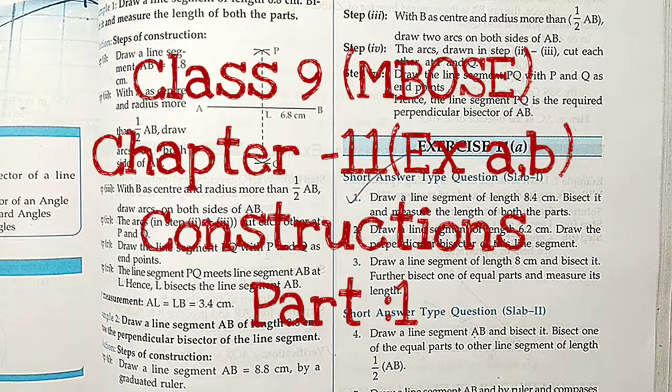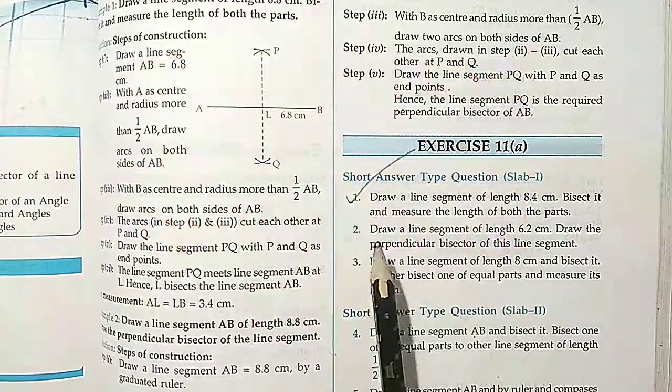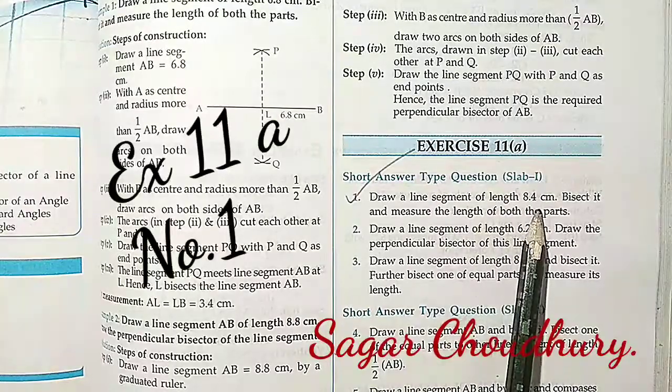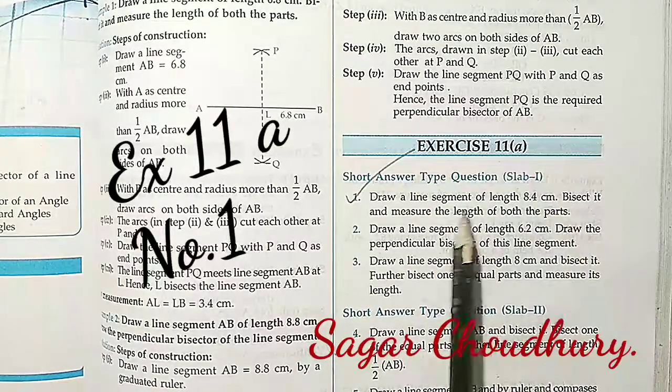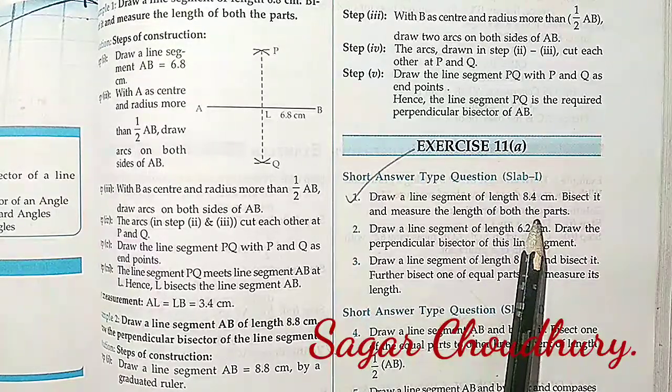Hello students, in this video I am going to explain chapter 11, that is construction from class 9 textbook. Now if you see question number 1, it is given that draw a line segment of length 8.4 centimeter, bisect it and measure the length of both the parts. Let me show you the steps.